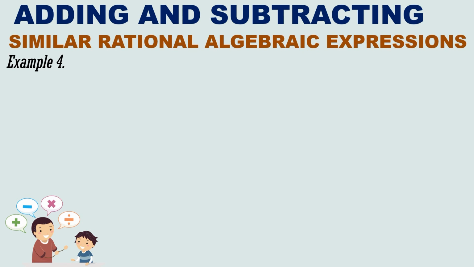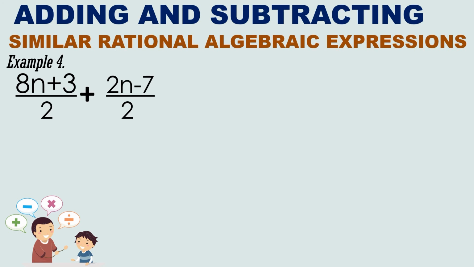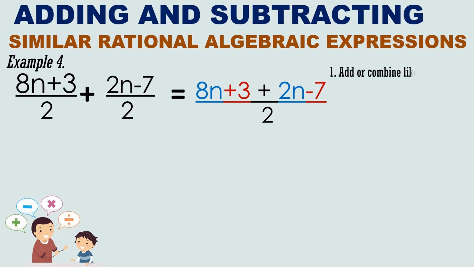So example number 4, we're going to add (8n plus 3) over 2 and (2n minus 7) over 2. So what are we going to do? We're going to collect the numerators. So we have 8n plus 3 plus 2n minus 7, and then copy the common denominator. And then next, we're going to combine like terms.